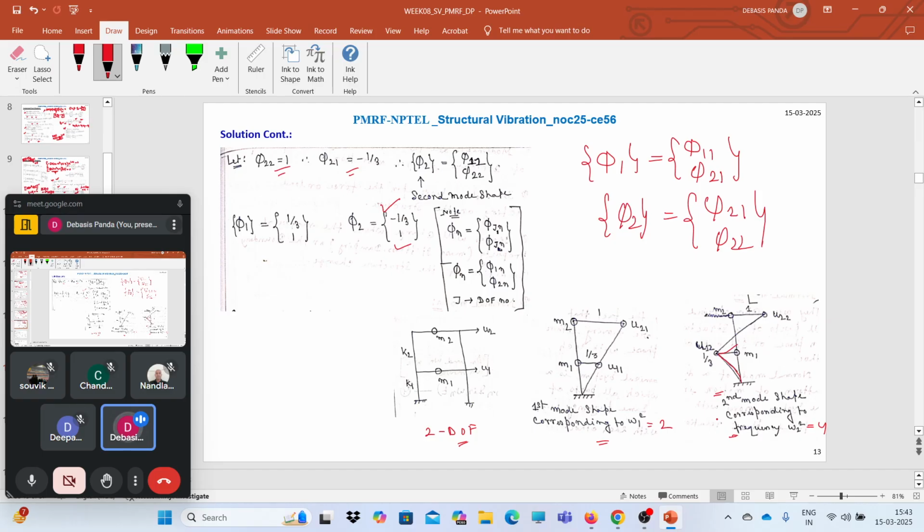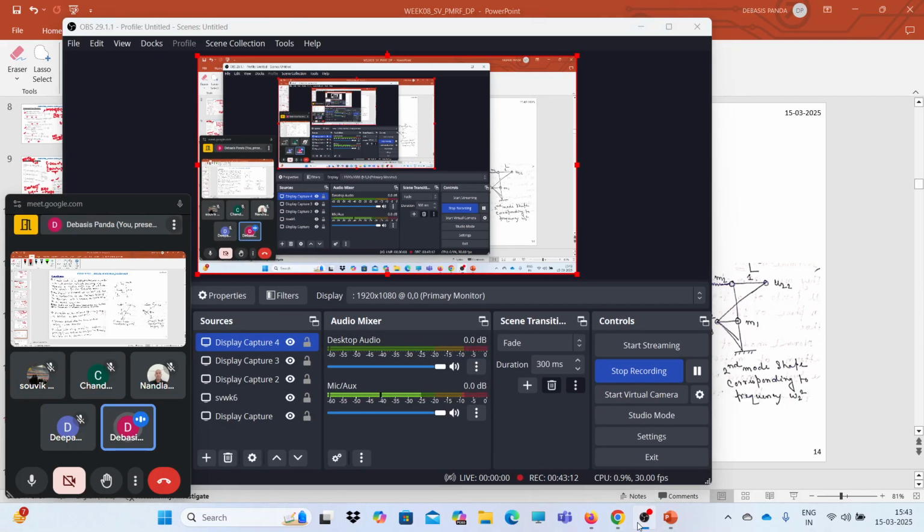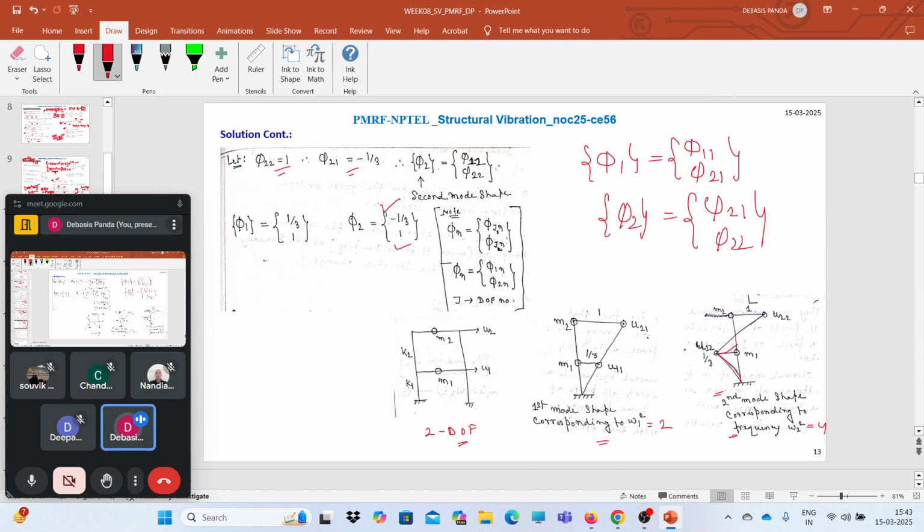So this system has two natural frequencies corresponding to two modes, and corresponding to those two frequencies, we have two mode shapes. Now, why are these mode shapes important, and how to calculate the total response of a multi-degree of freedom system using the mode shapes, we will see. First I will tell you the definition of the mode shape and all these things. So till now, do you have any questions on how to solve this kind of problem?